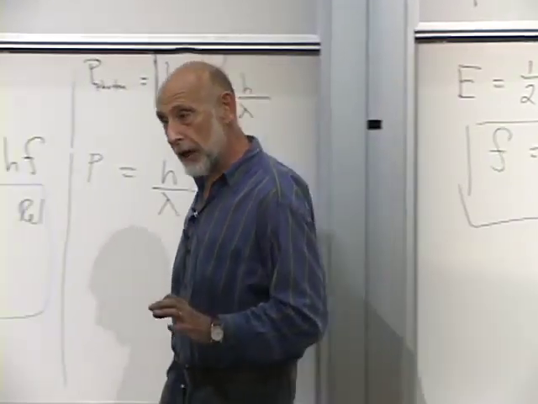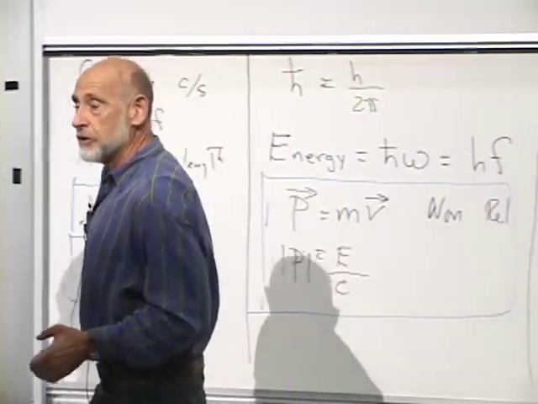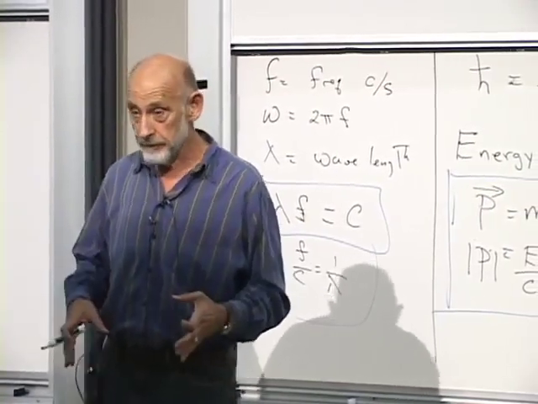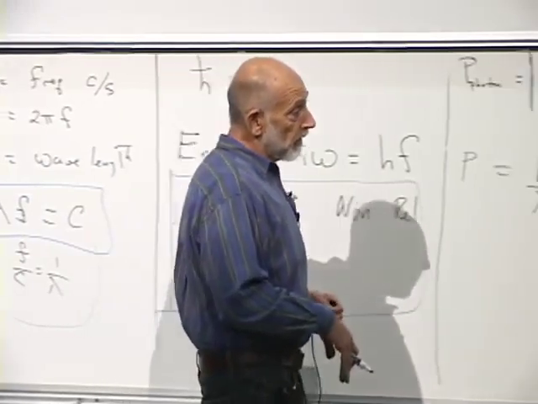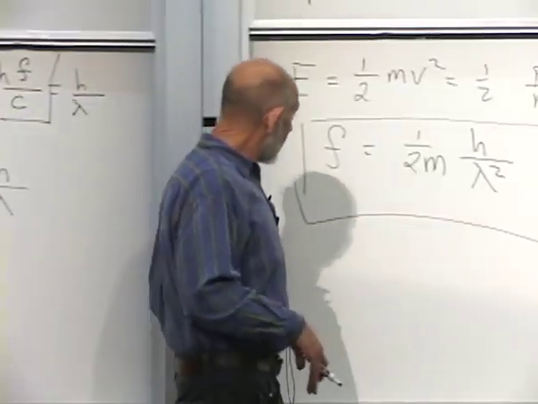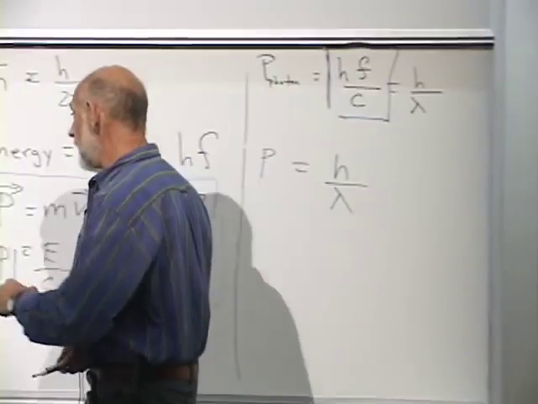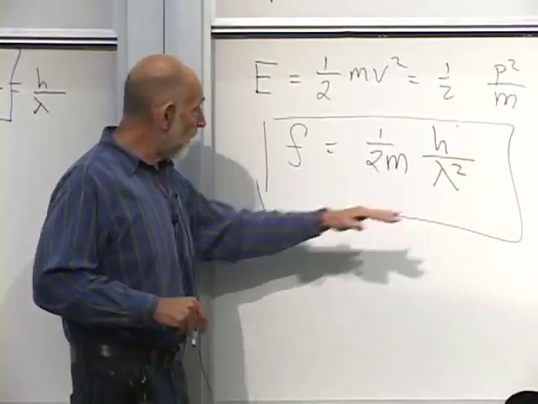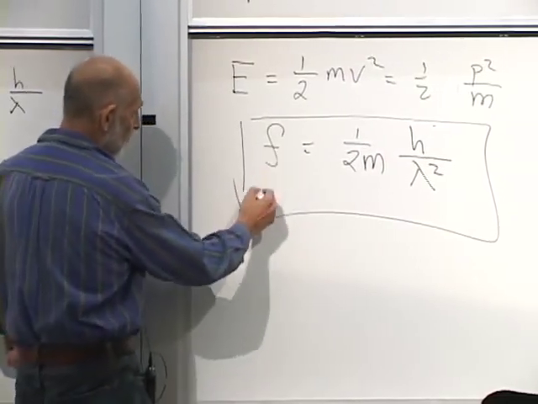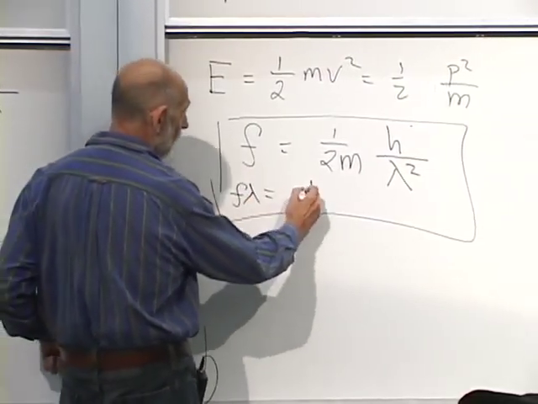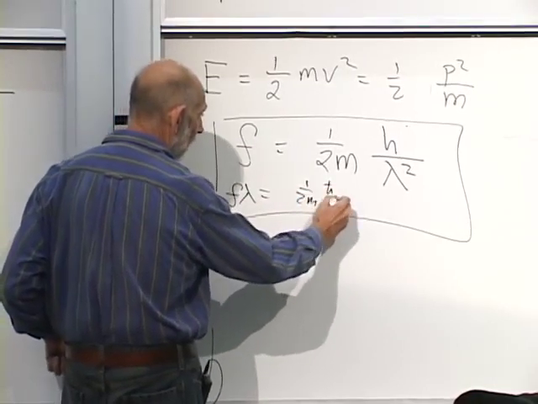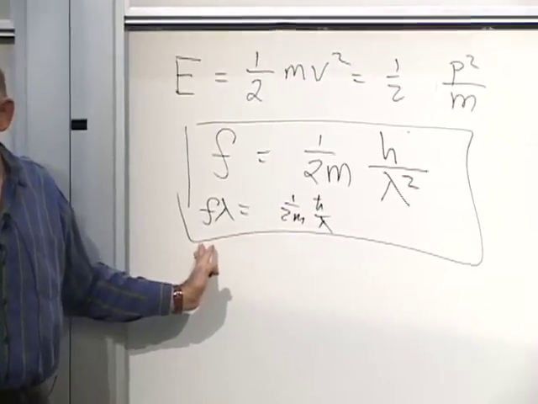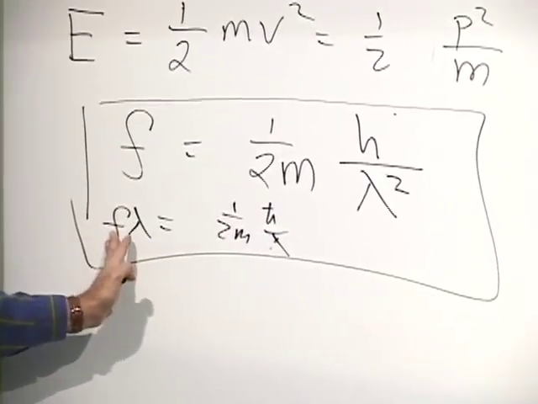Now, there is one special case: when all waves of all frequencies move with the same velocity. That would not be true for a non-relativistic wave like this. Let's see. The velocity is the frequency times the wavelength, right? So let's look at this. The frequency times the wavelength is 1 over 2m, h bar over lambda. So different lambdas move with different velocities. Right? Different lambdas move with different velocities.